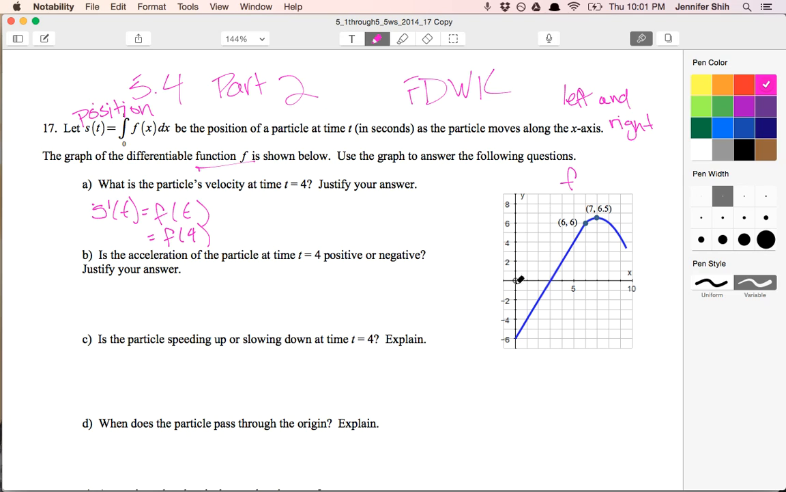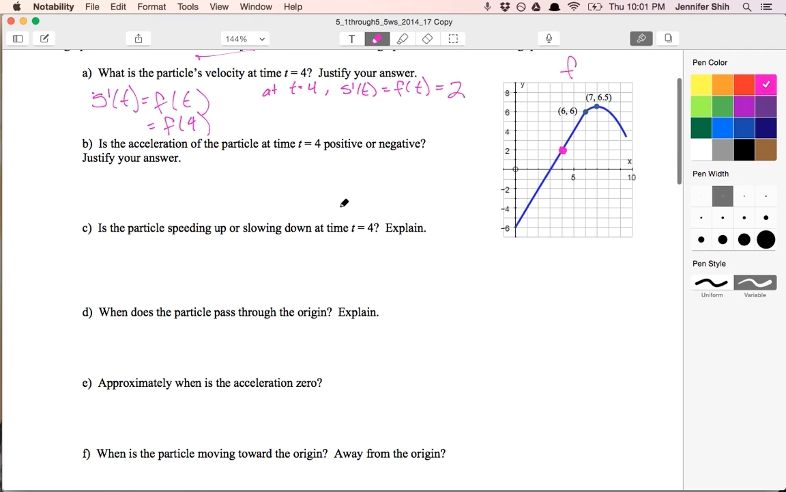What is f of 4? 1, 2, 3, 4, and then 1, 2. And we say at t equals 4, the velocity s prime of t, which is equal to f of t, is equal to 2. And that is a justification why. It doesn't involve many words. It involves one word, but it's mostly just your logic behind why you chose s of t.